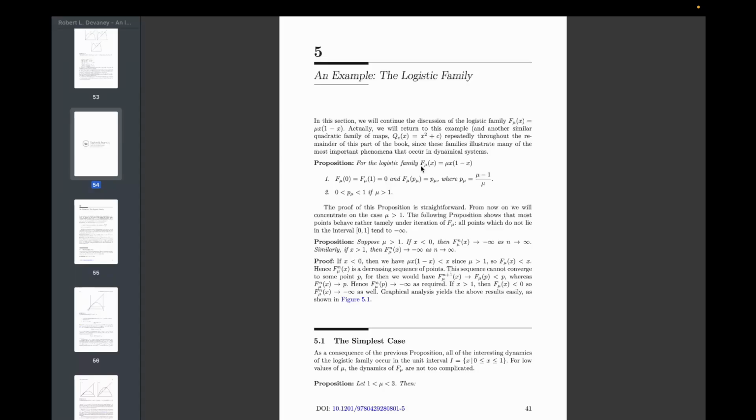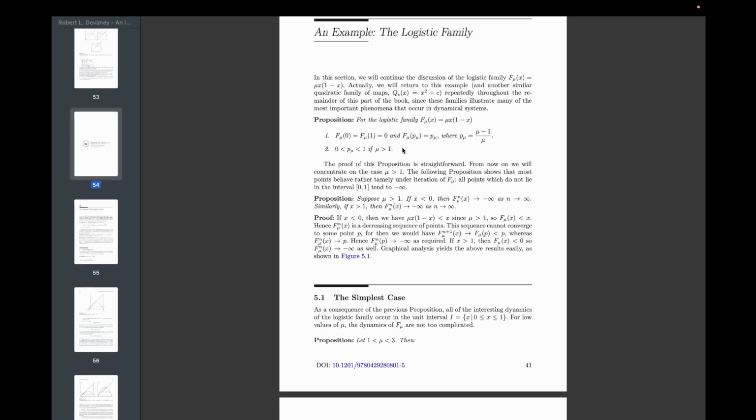So last time I ended with the hyperbolicity part, and this time I studied up to this logistic family and its relation to the Cantor set. Basically, they have the simplest case where the logistic family is just a function that depends on a parameter mu. And for mu in certain intervals, you have certain properties.